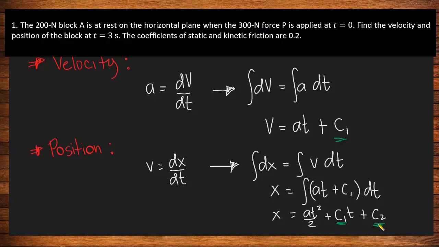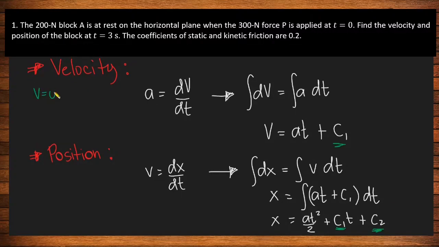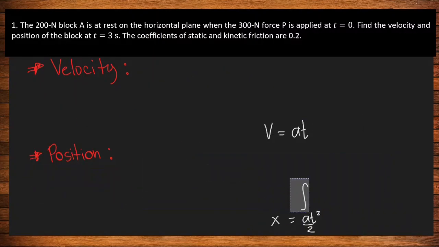So since the block is initially at rest, hindi siya gumagalaw, yung initial velocity niya is equal to 0. Therefore, we have the initial condition v equal to 0 at t equal to 0. So we can just substitute this initial condition dito sa equation ng velocity natin and then we can solve for c1. So the value of our c1 is actually 0 then. So next, we can obtain the value of our second constant of integration from the initial condition x equal to 0 at t equal to 0. So if we substitute that to our position equation here, we will obtain the value of c2, which is also equal to 0. So now we have these equations for our velocity and position.